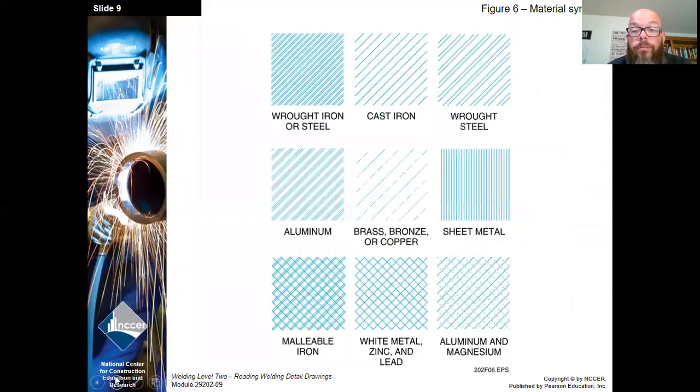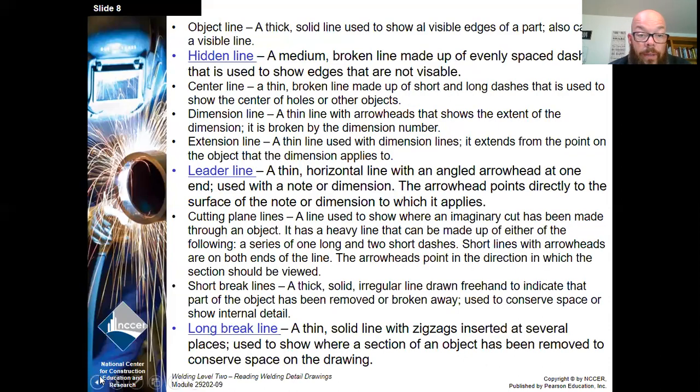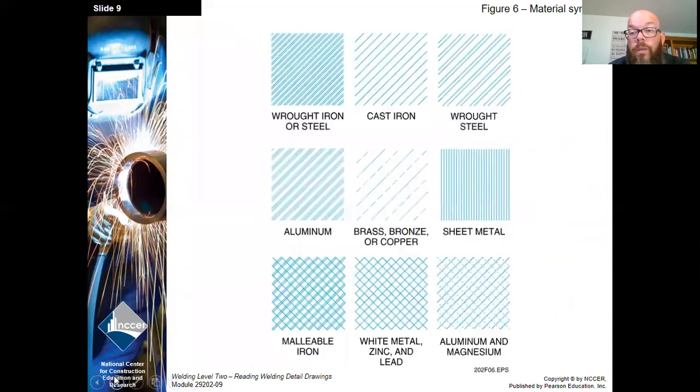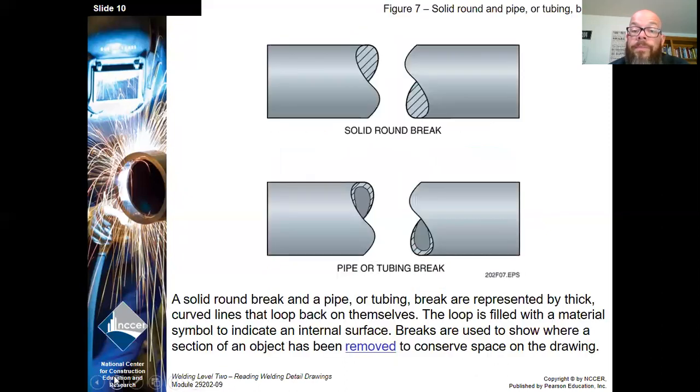Here are some fills. When we use a cutting plane line, where we actually cut a part to show internal detail, the different crosshatch that's shown here will be used to show that we've actually cut the part in half.